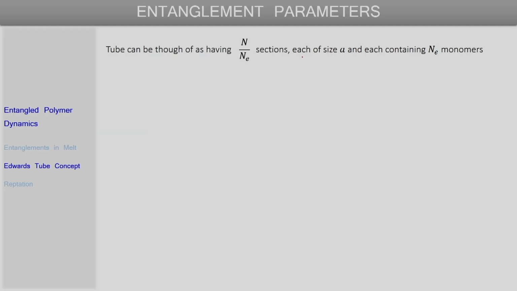So, the tube that is confining our polymer chain, we can think of it as being composed of N over Ne different sections. The tube confines the entire polymer, so it corresponds to a total of, let us say, N monomeric units. So, this N corresponds to the number of monomers present in the entire polymer chain. Ne is the number of monomers in a given entanglement strand, and since the size of an entanglement strand is of the order of the tube diameter, we can say that each of these sections has a size a and each contains Ne monomers. So, if we consider our confining tube, of course it might have a much different shape than this, but just as an example, we can consider the entire confining tube as being composed of different sections.